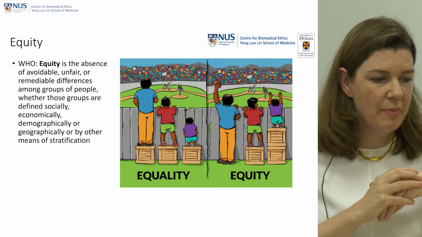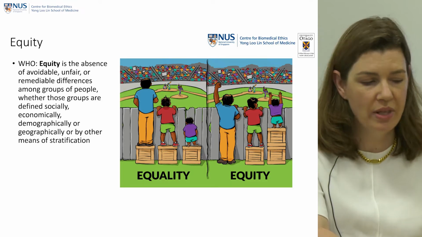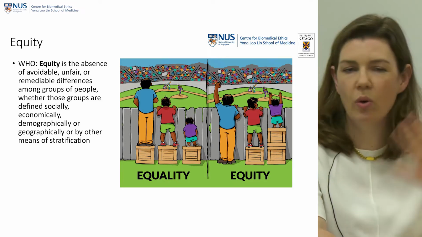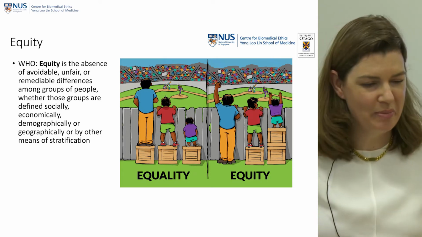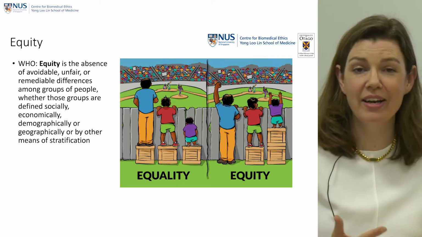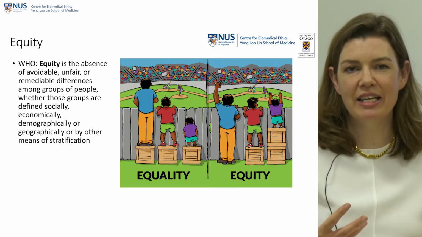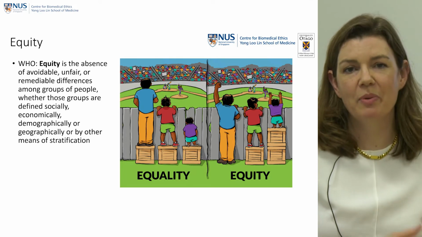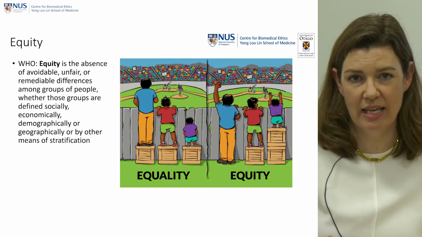So equity is the absence of avoidable or unfair or remediable differences between groups of people, whether those groups are defined socially, economically, demographically, or geographically, or by another form of stratification. This is a really famous cartoon. I'm sure many of you have seen it before. It illustrates the difference between equality and equity. Equality is giving everybody the same amount of resource, but because people have different needs, that doesn't mean they're going to get the same outcome. Equity is about giving people differential resources in order that they can achieve the same outcome.